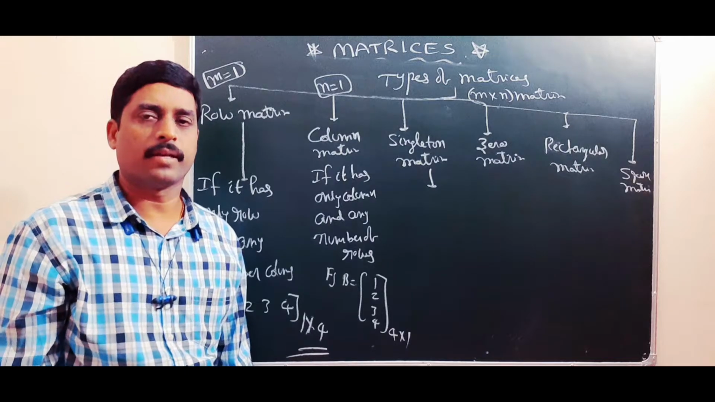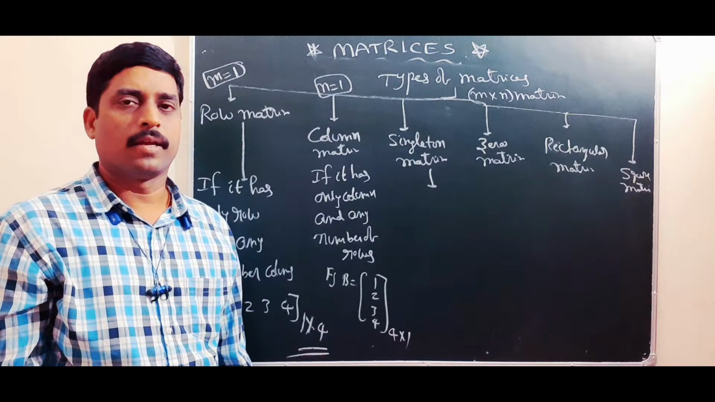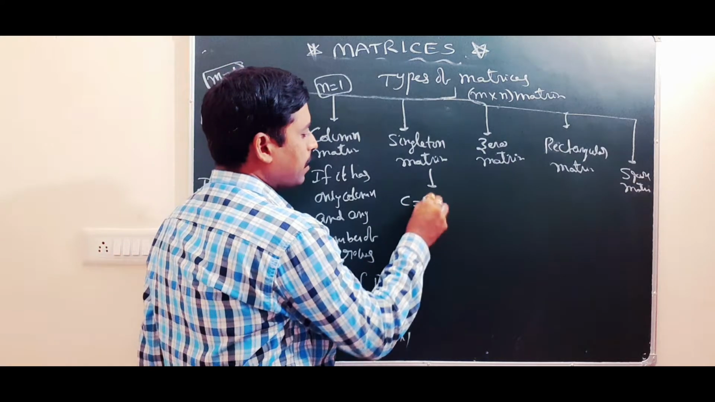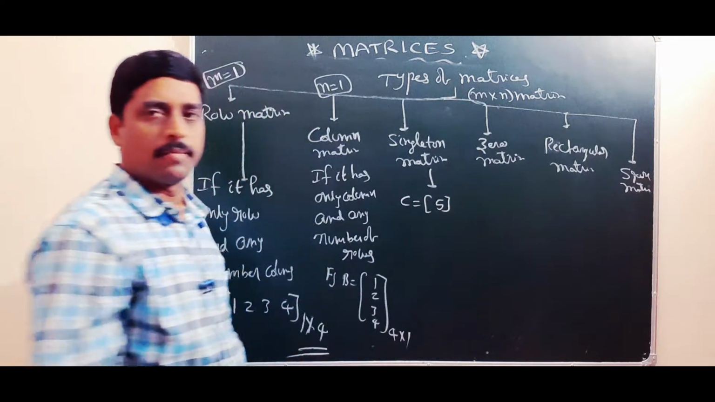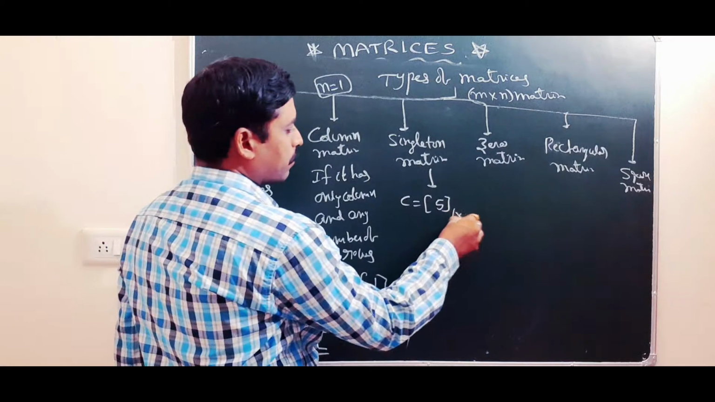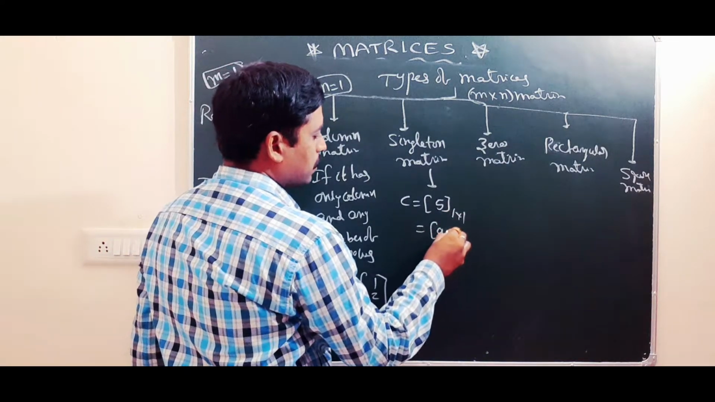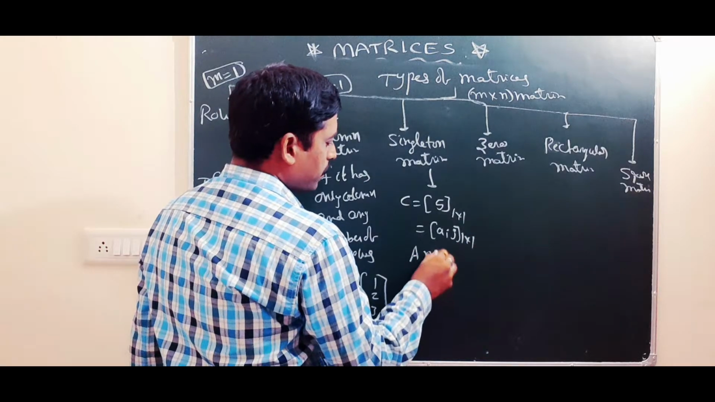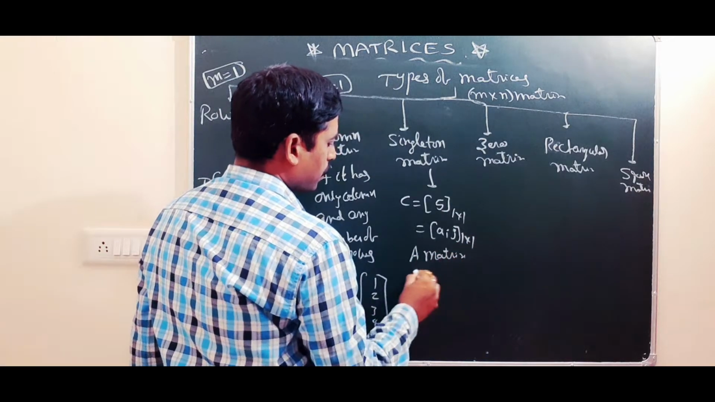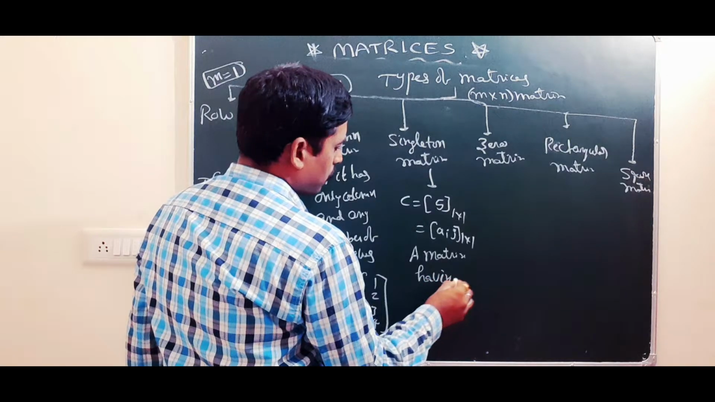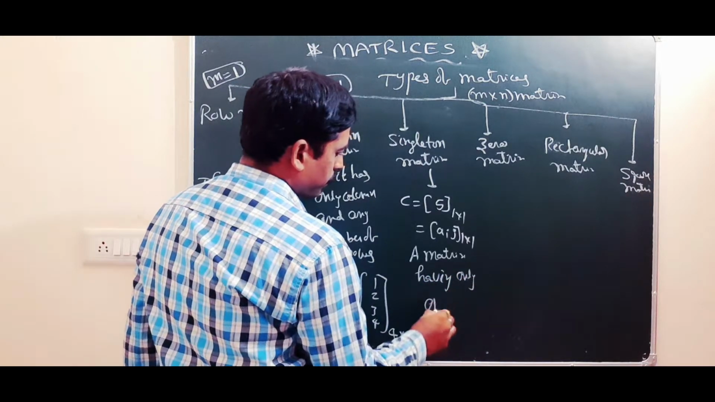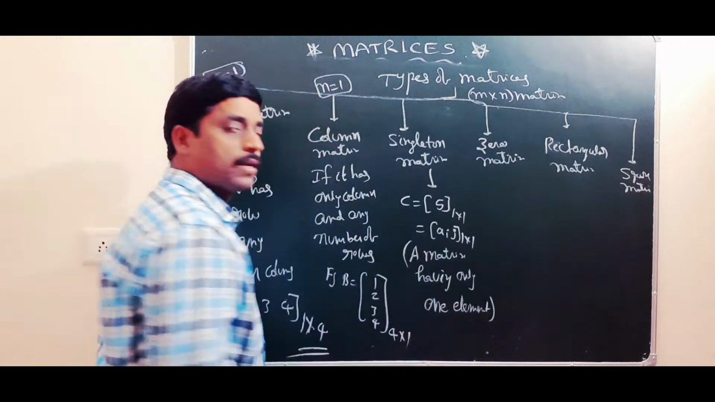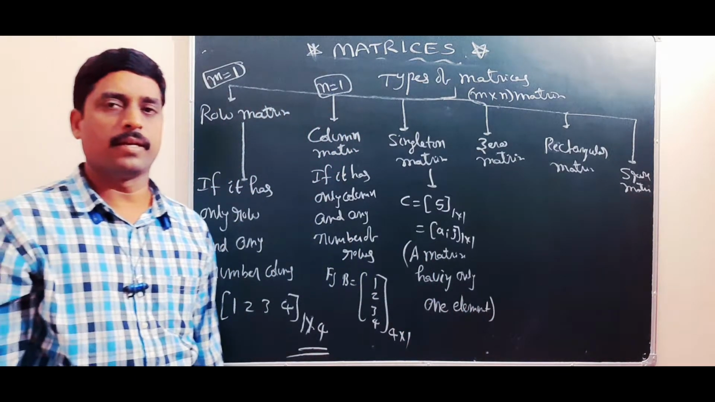What is the singleton matrix? A matrix having only one element, like this, is a singleton matrix. This is a 1 by 1 matrix, A ij, 1 by 1. A matrix having only one element is called a singleton matrix.